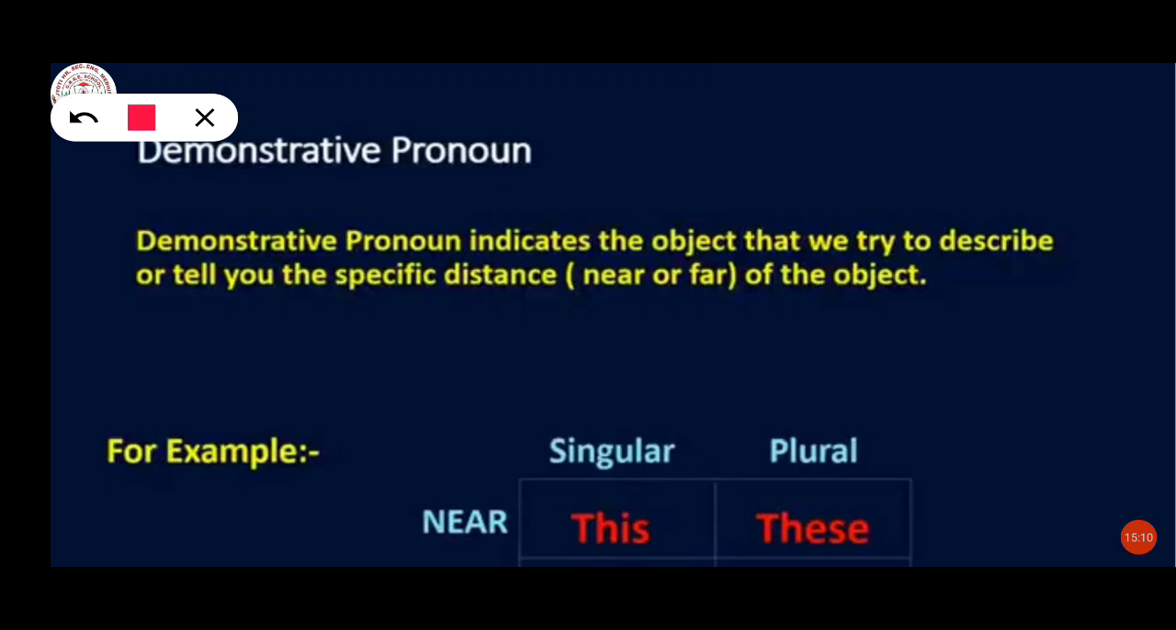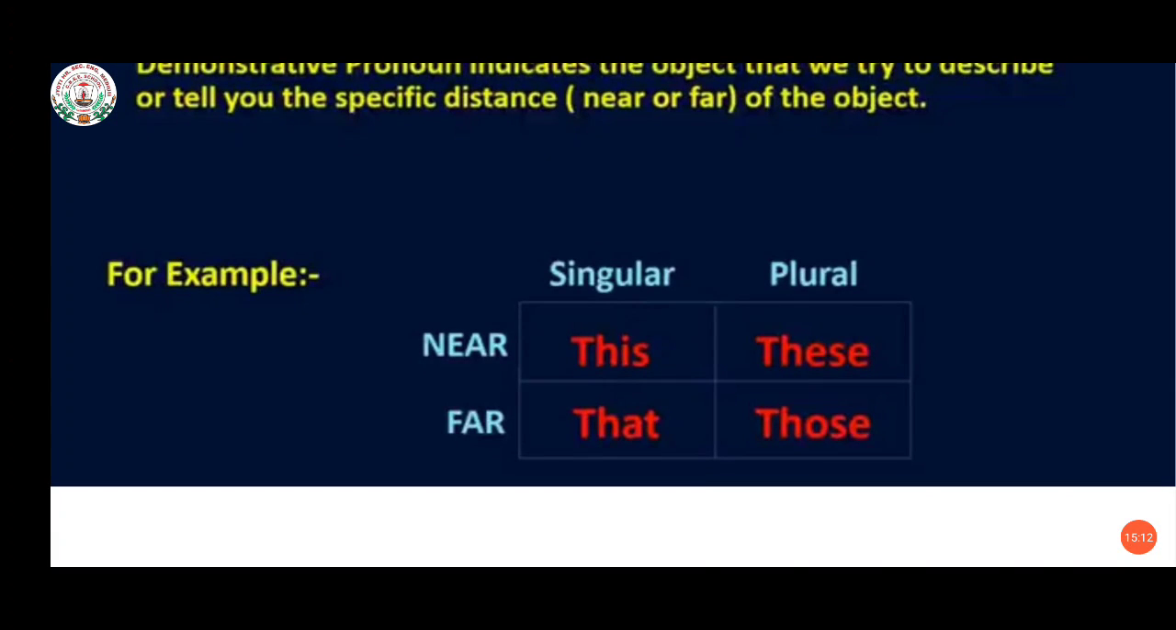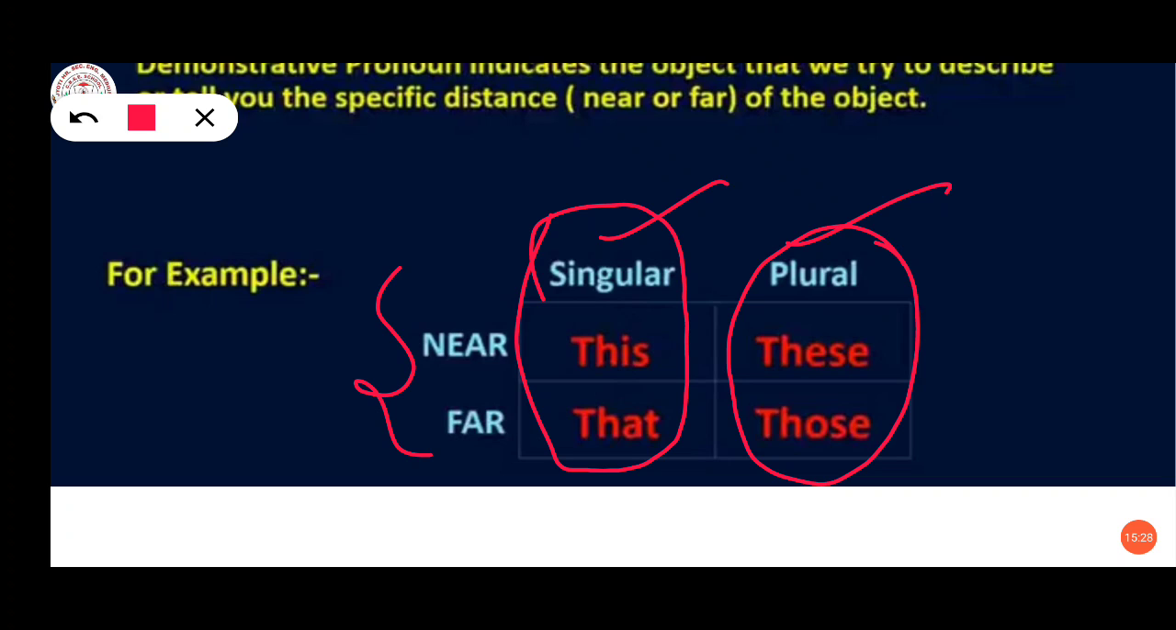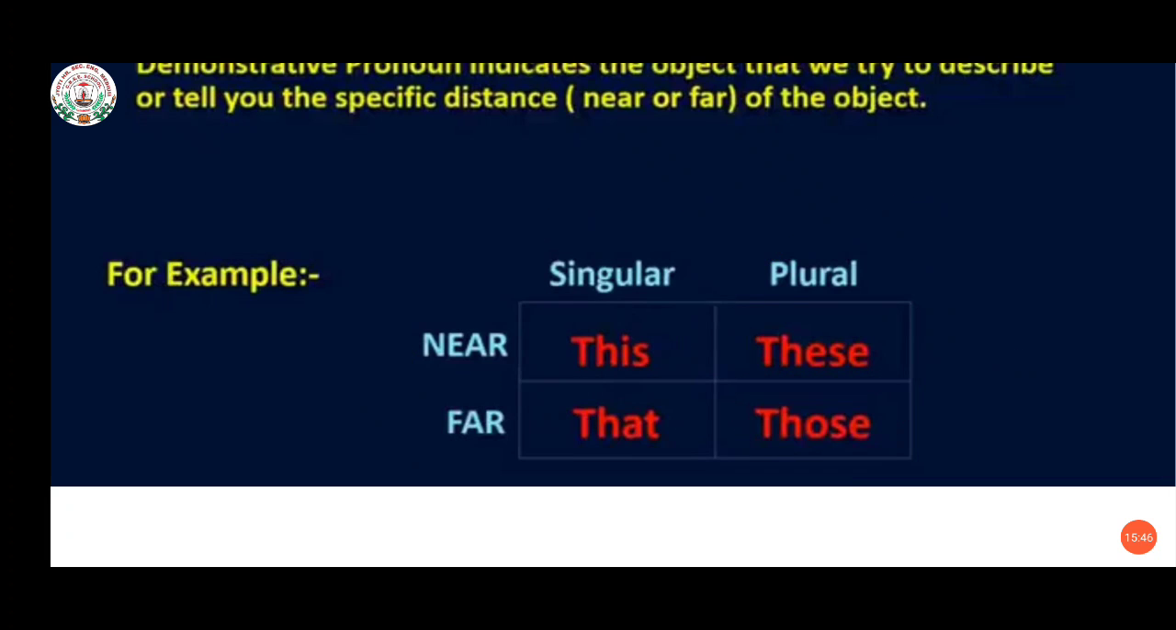Like for example, here it is given. You can see a small table here, where near and far are given, and singular or plural are given. In singular, we have this and that, and in plural form, these and those. Now for near, what are the words you can use? This and these for the near object. And for far, the words that you can use are that and those.